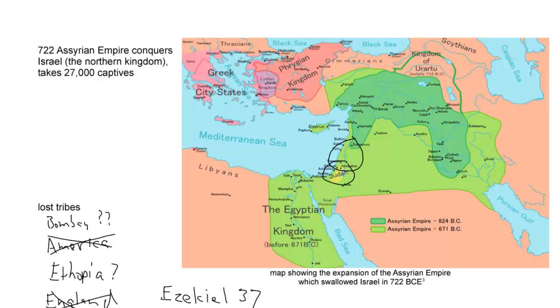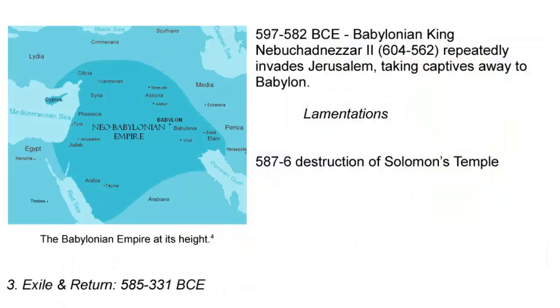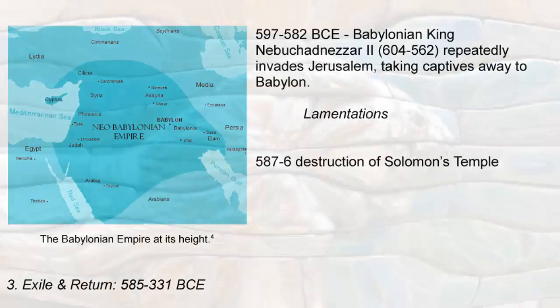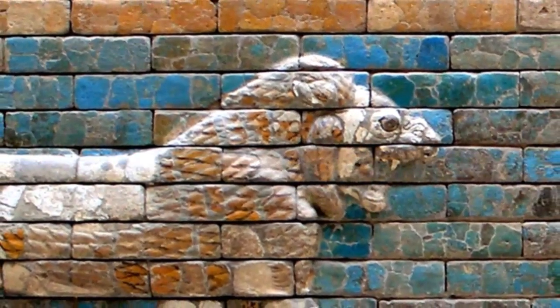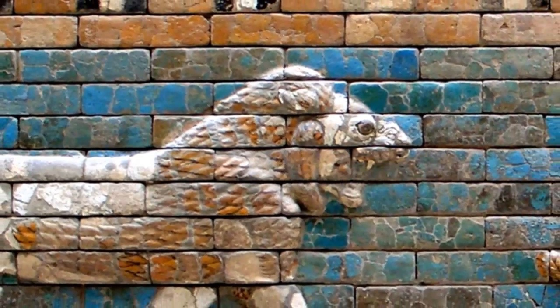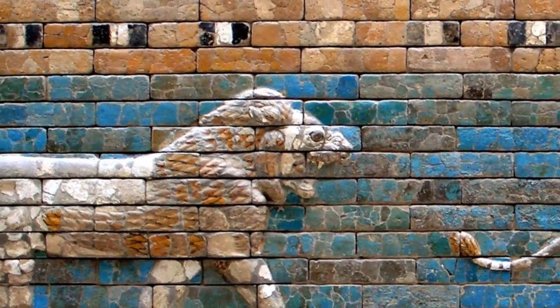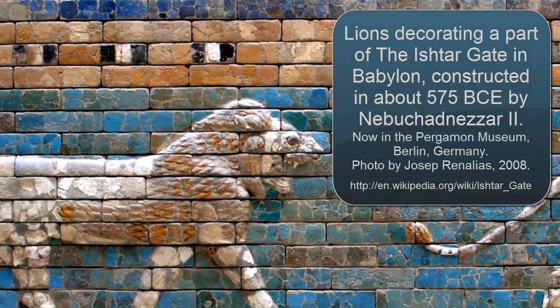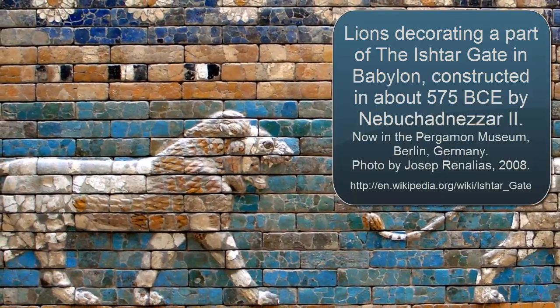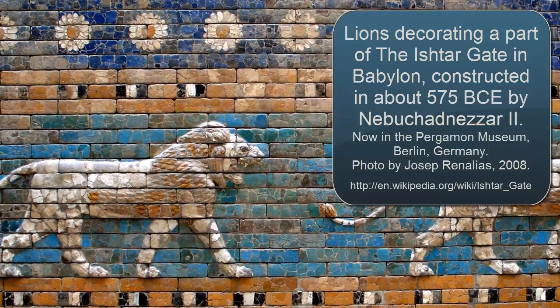The southern nation of Judah held out for a while longer until it fell prey to another big expanding empire, this time not the Assyrians, but rather the Babylonians. In the early 500s BCE, the Babylonian king Nebuchadnezzar II repeatedly invaded Jerusalem and took away captives to Babylon. There's material relating to this in the biblical book of Lamentations. These are sorrowful reflections of Jews living in Babylon in exile among a foreign people away from their homeland. In 587 and 586, Solomon's original temple in Jerusalem was destroyed.